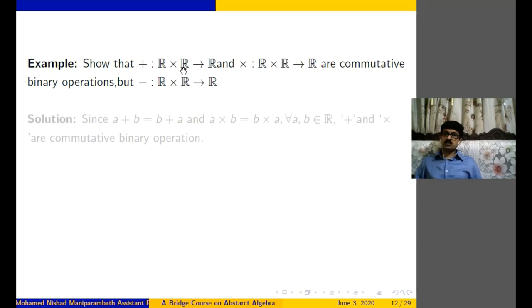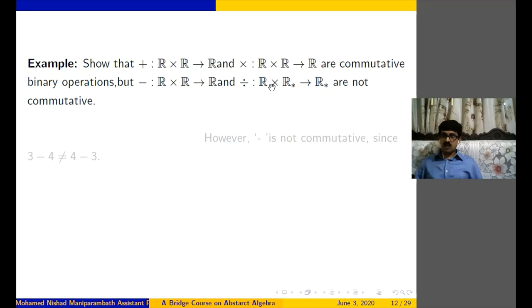But in the case of subtraction and division from R star cross R star to R star, here R star is there. Just one mistake is here. You may identify here. Here also R star is there. For the numerator, if R is okay, no problem. If R cross R, R star also okay, no problem. But here R star, 0 is not available. That is why R star cross R star to R star is here. These two operations are not commutative.